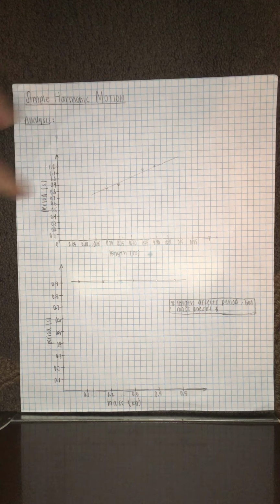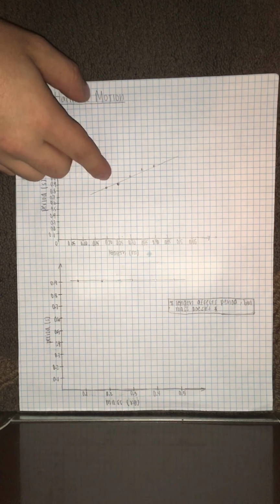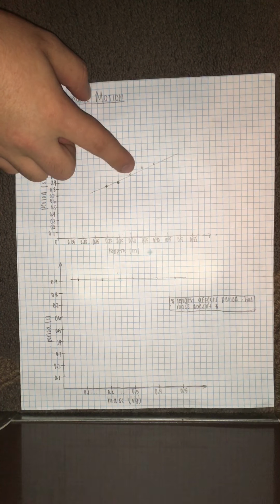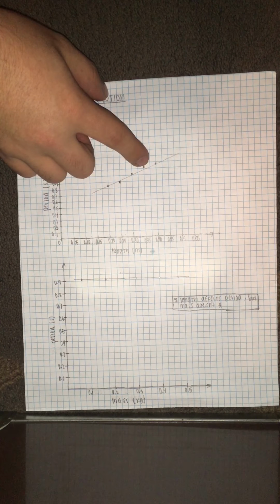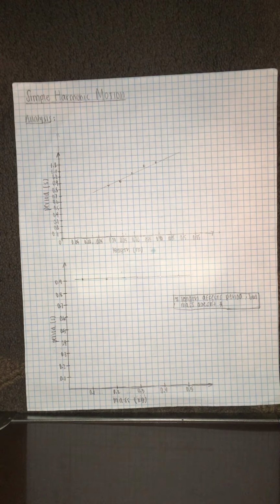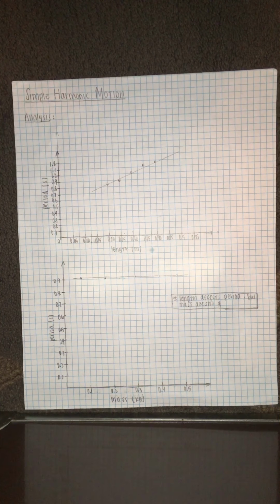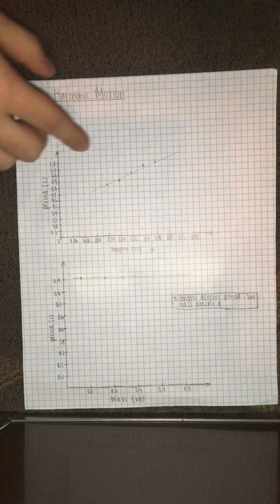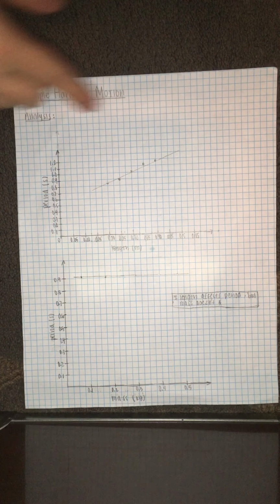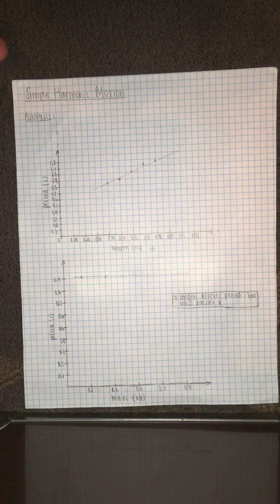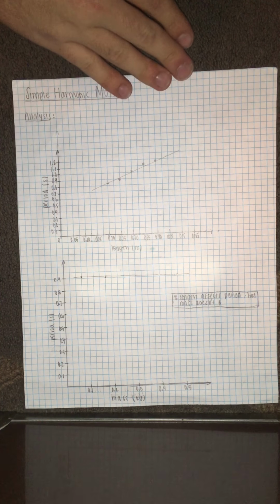So here we started with 0.2 meters, 0.25, 0.3, 0.35, and 0.4 over here. And then our periods, we went 0.84, 0.9, 1.0, 1.12, and 1.19. So as we can see with this line of best fit that we drew, our period increased as our length increased. That's why we have a positive slope.